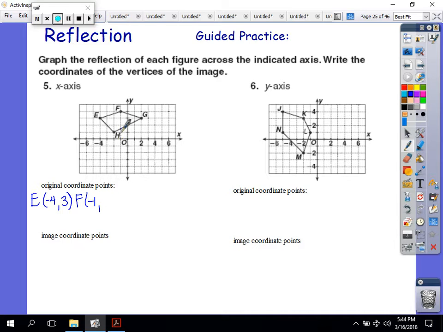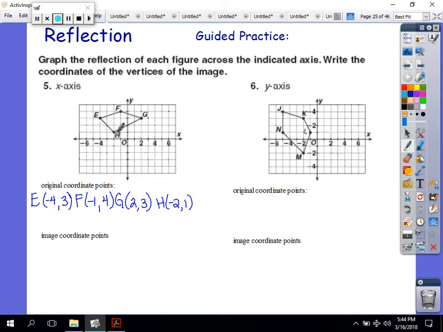Let me just double count. 1, 2, 3, 4. Yes, +4. And point G is at +2, to the right 2, and up 3, so (2, 3). And last, point H is at left 2, so that'd be -2, and up 1, so (-2, 1).